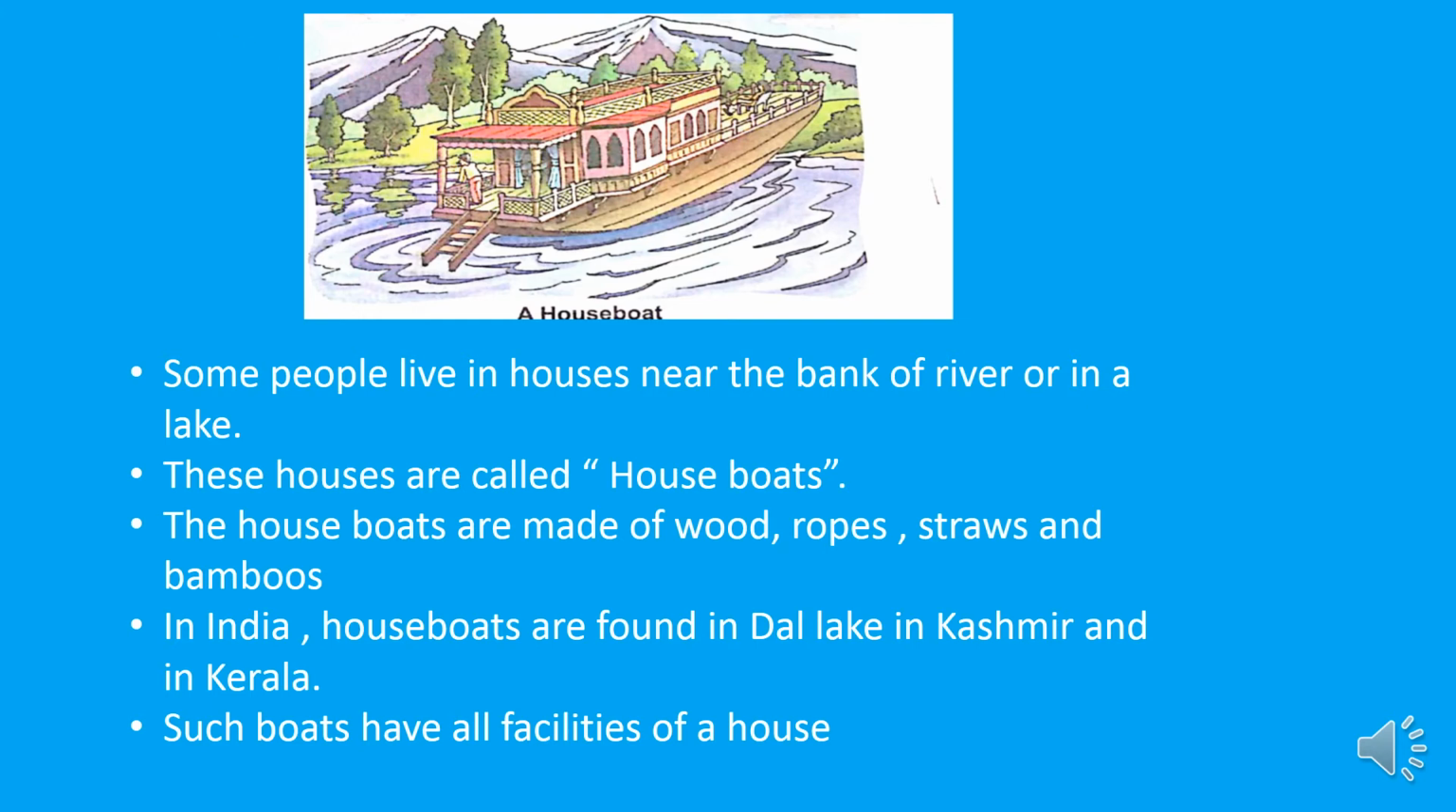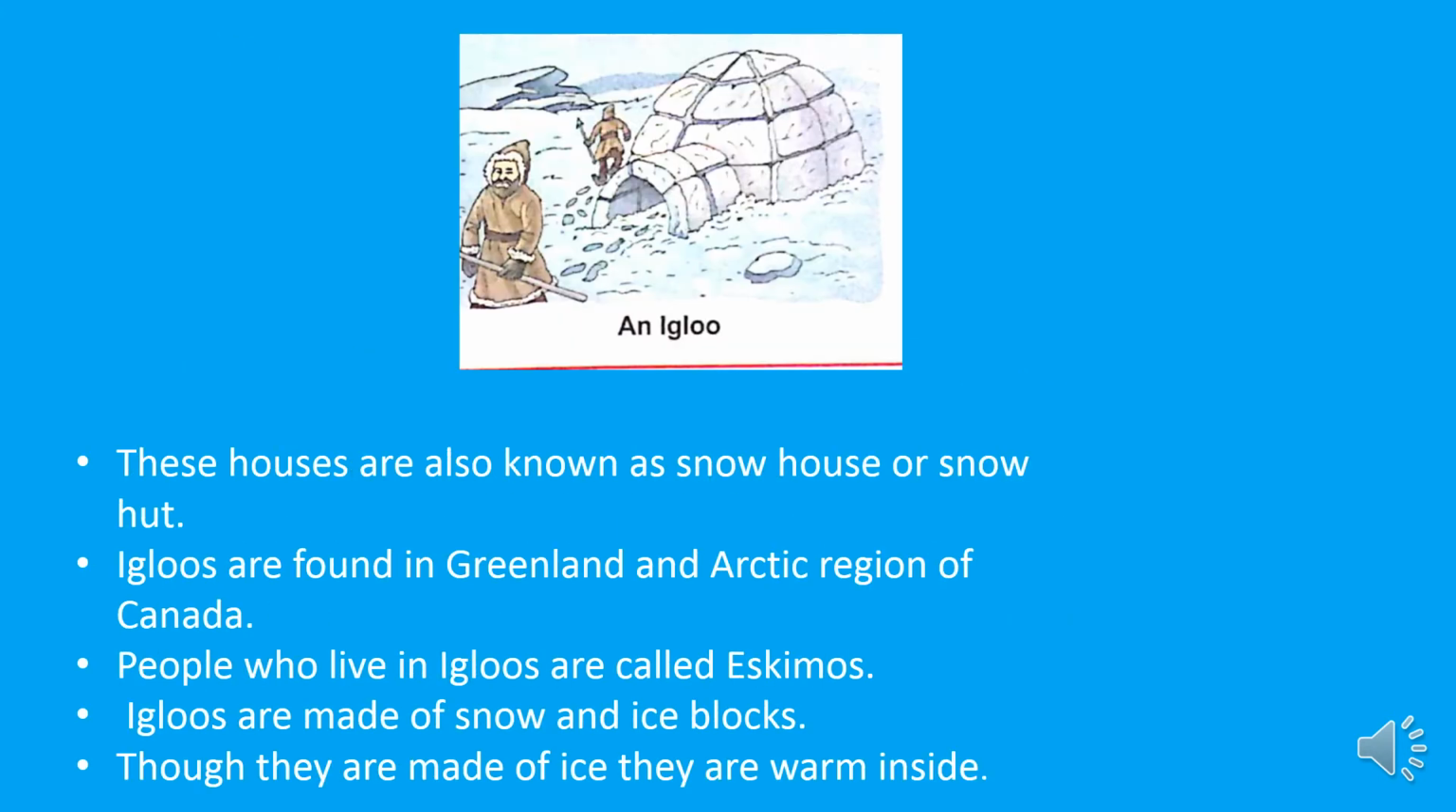Children, now we learn about igloos. These houses are also known as snow houses. Igloos are also known as snow house or snow hut. Igloos are found in Greenland and the Arctic region of Canada.